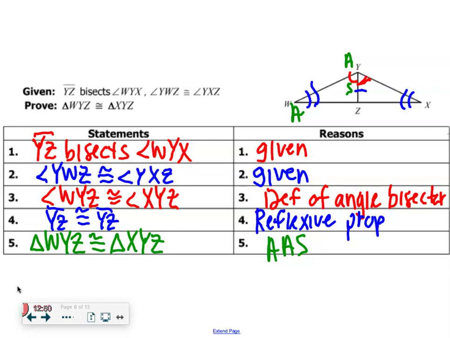We're going to do a Kahoot just to practice these. So Chromebook, phone, whatever you want to use.